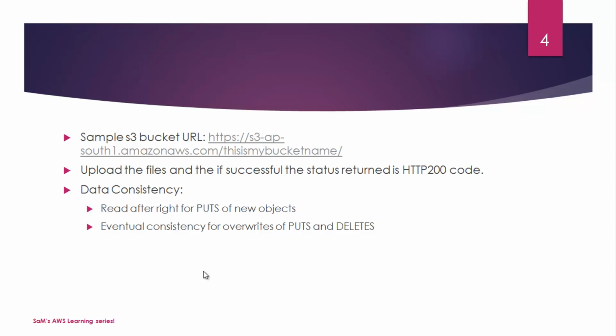So here is a sample S3 bucket URL. It will start with https, then colon, //s3, then the region name. In my case, it's going to be ap-south-1, then amazonaws.com, then the bucket name. So that's what a typical S3 URL will look like. Keep this in mind, it might come in the exam.